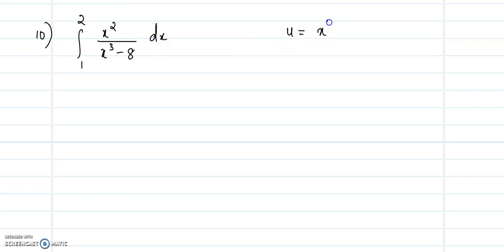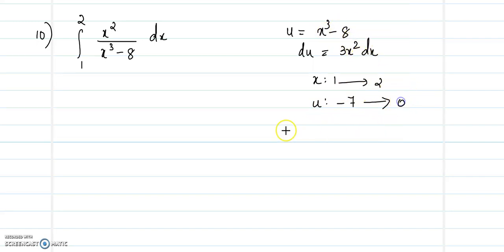And question number 10. We need to evaluate the integral from 1 to 2 of x square by x cube minus 8 dx. For this we will use the substitution u equal to x cube minus 8. So du will be 3 x square dx, and as x varies from 1 to 2, when x is 1 u will be minus 7, and when x is equal to 2, u will be 2 cube, which is 8, 8 minus 8 will be 0.